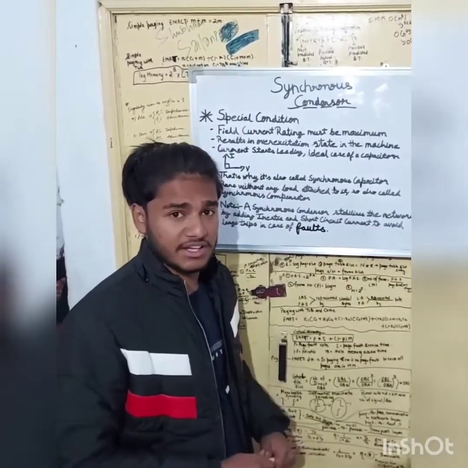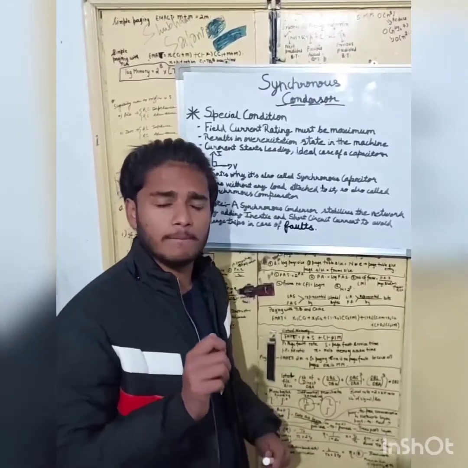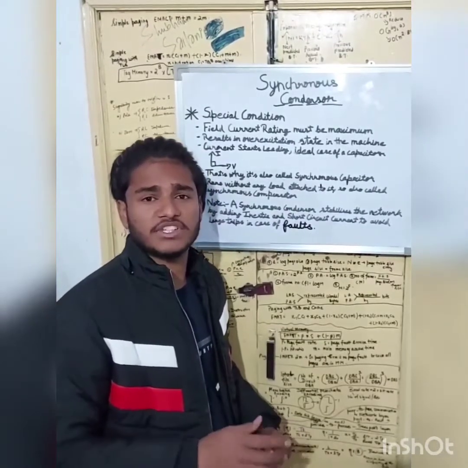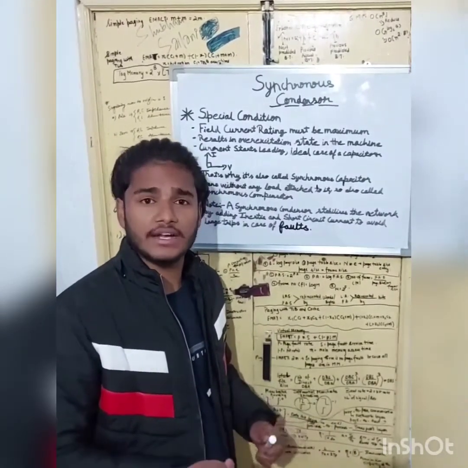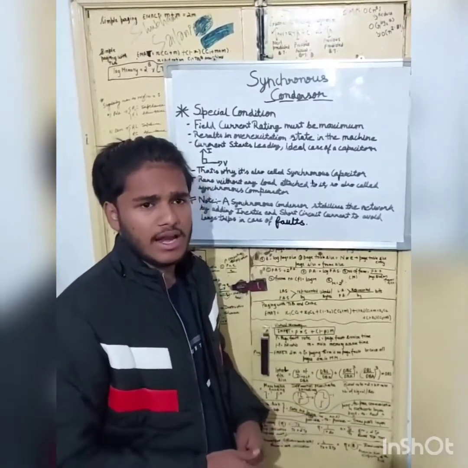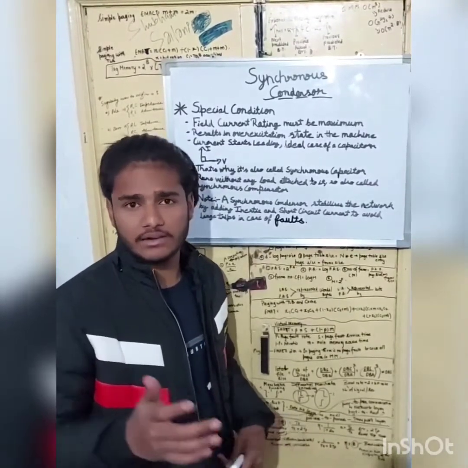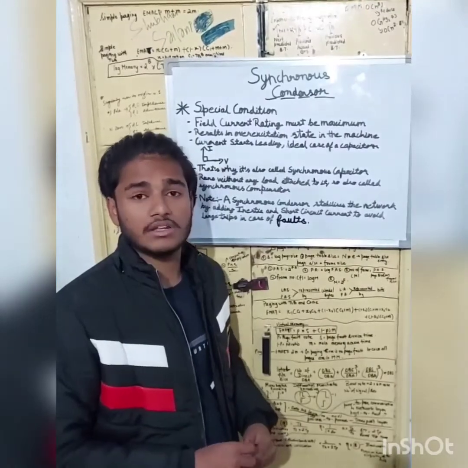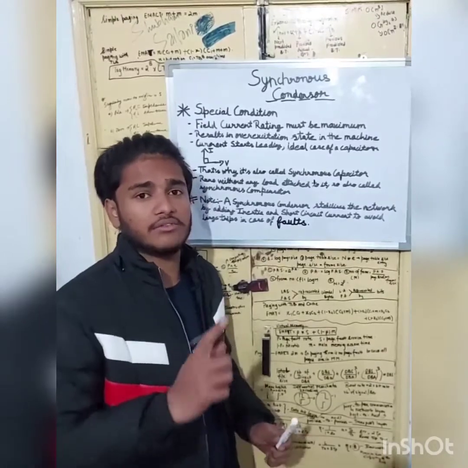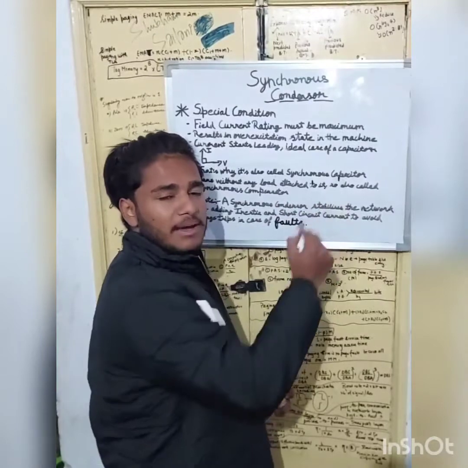The special condition is that the field current rating inside the synchronous condenser must be maximum, which is very important. Because of it, the machine enters an overexcitation state. It basically means that the current starts leading inside of the machine. And we note that this is an ideal case of a capacitor because the current is leading the voltage inside of a machine. This is the reason why a synchronous condenser is also known as a synchronous capacitor, which is what I have written here.